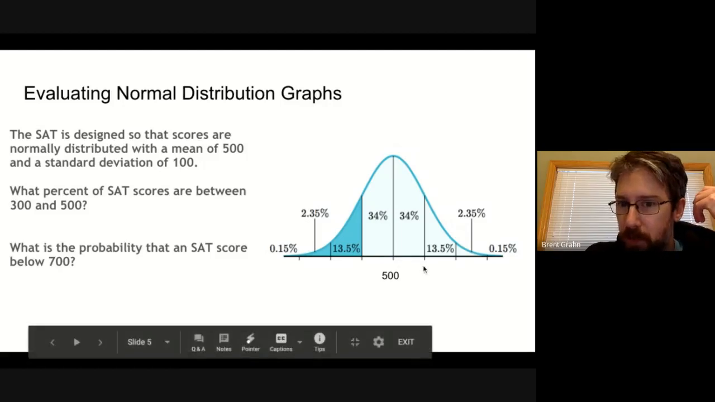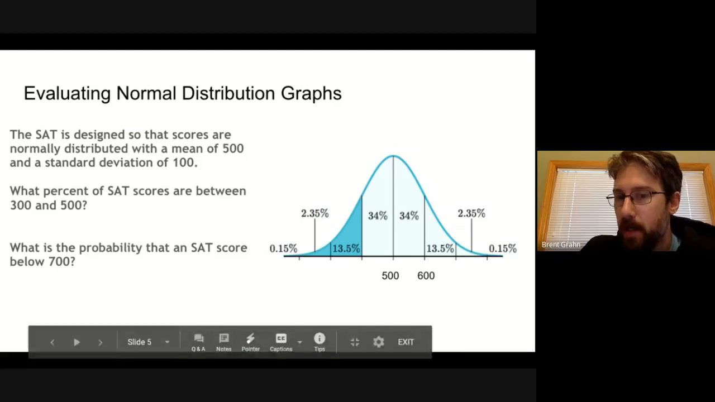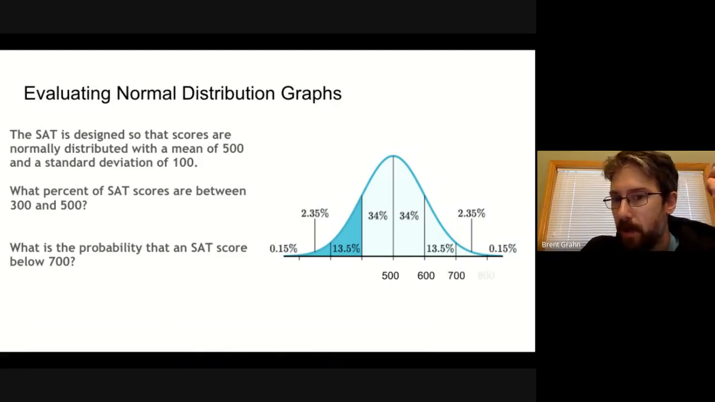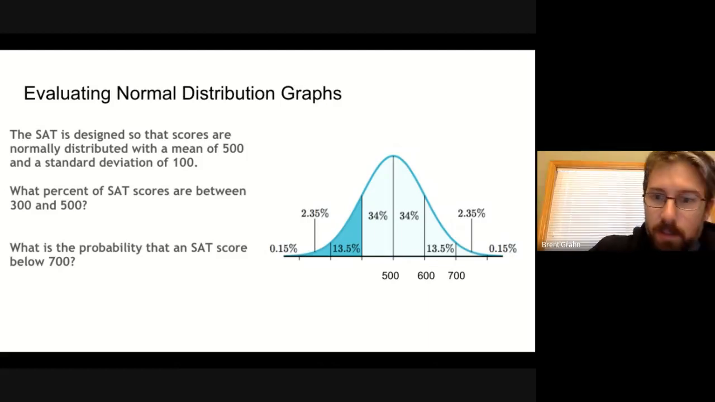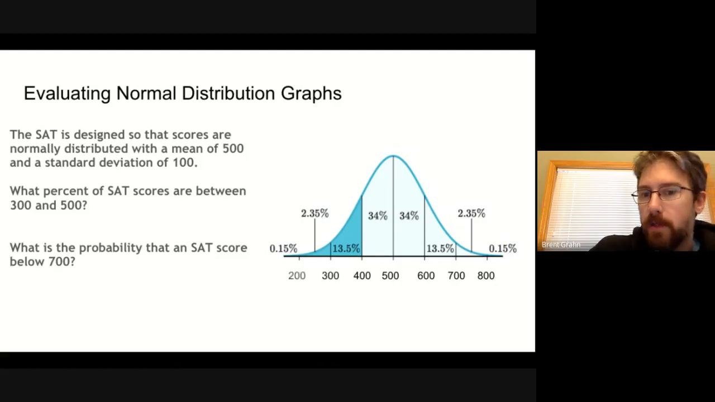So this one is going to be 500 plus 100, which is 600. And then another 100 for the next tick mark and another 100 for the last tick mark. Each of them are one standard deviation apart from one another. And then the same thing going the other way, except we'd be subtracting. So 500 minus 100, oops, 400, and then 300 and 200.